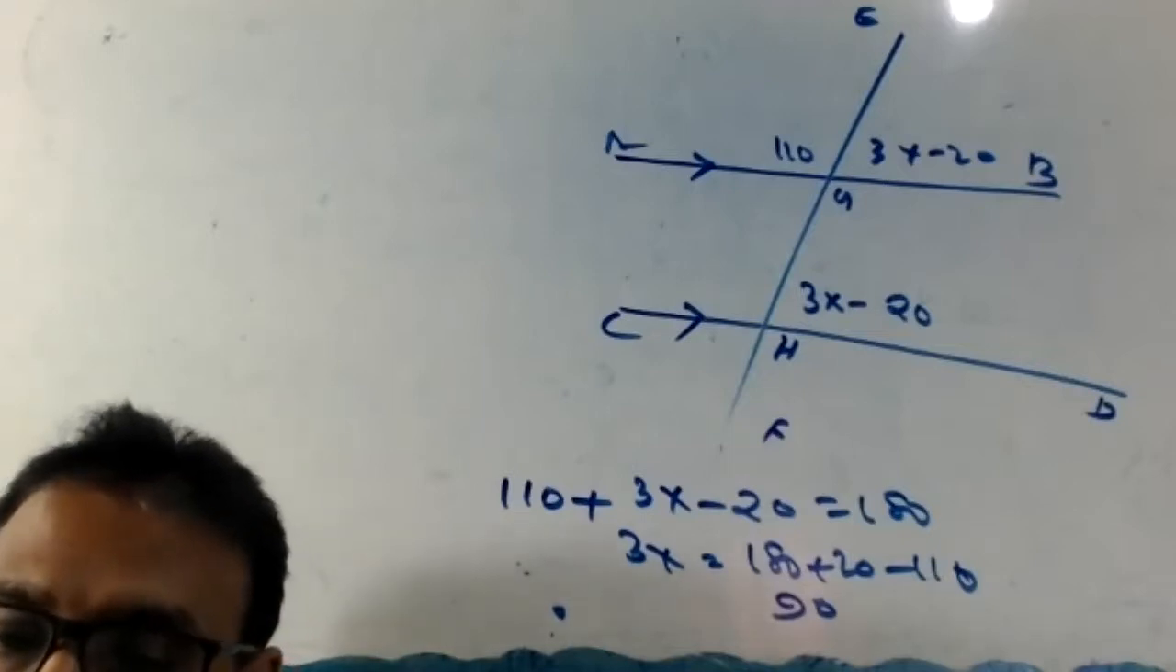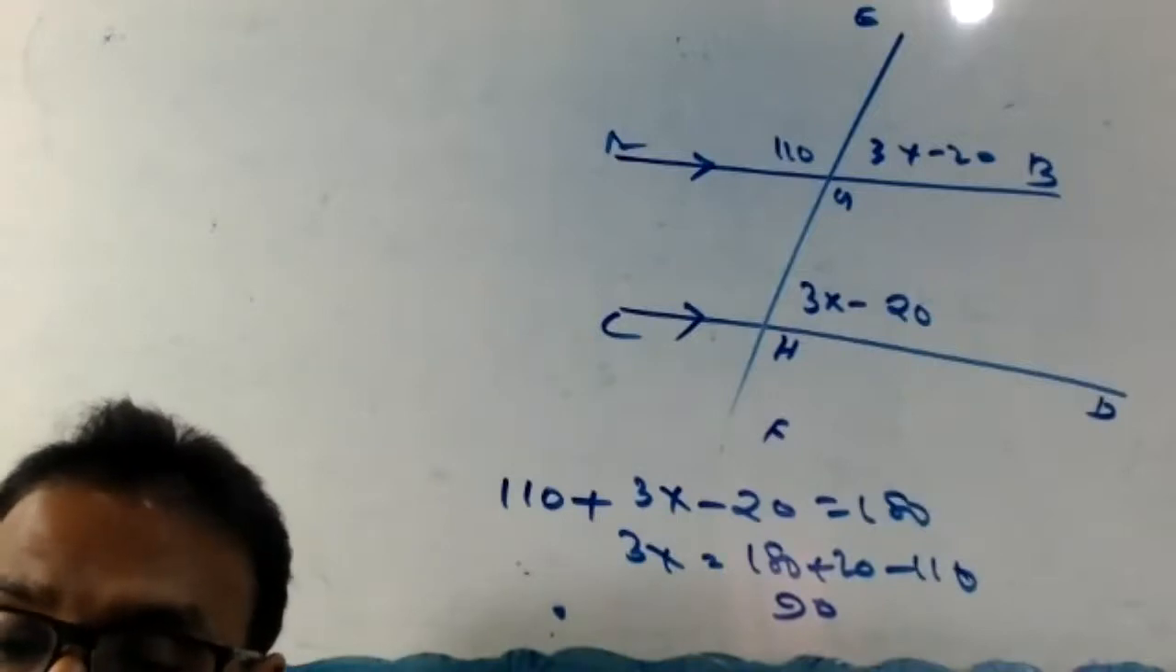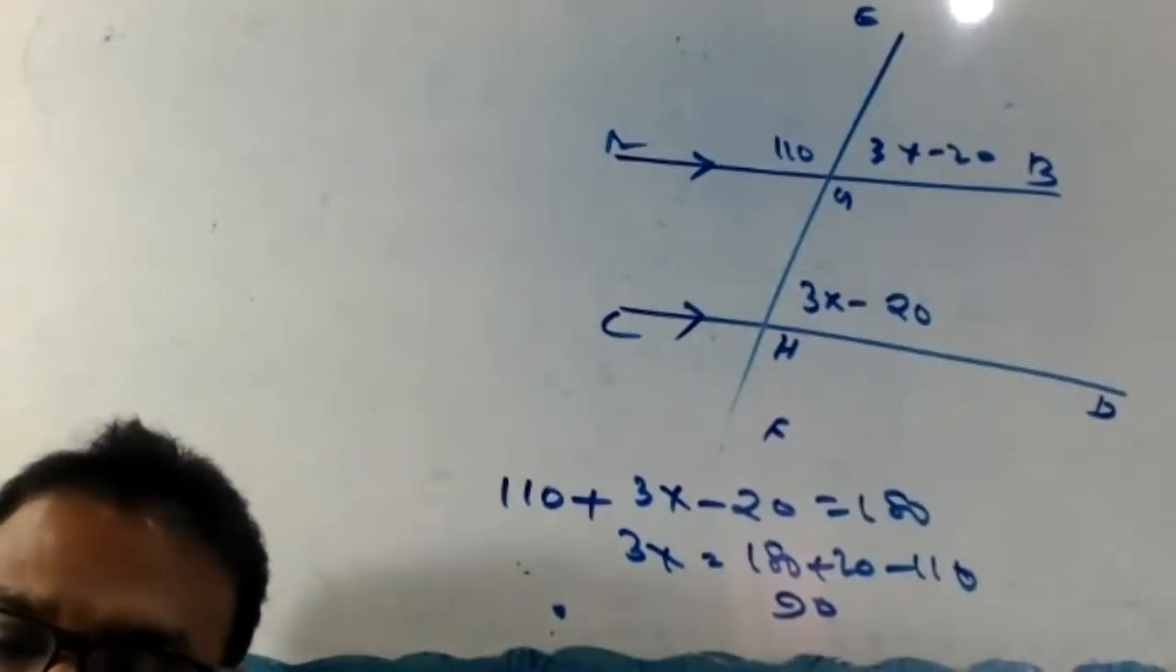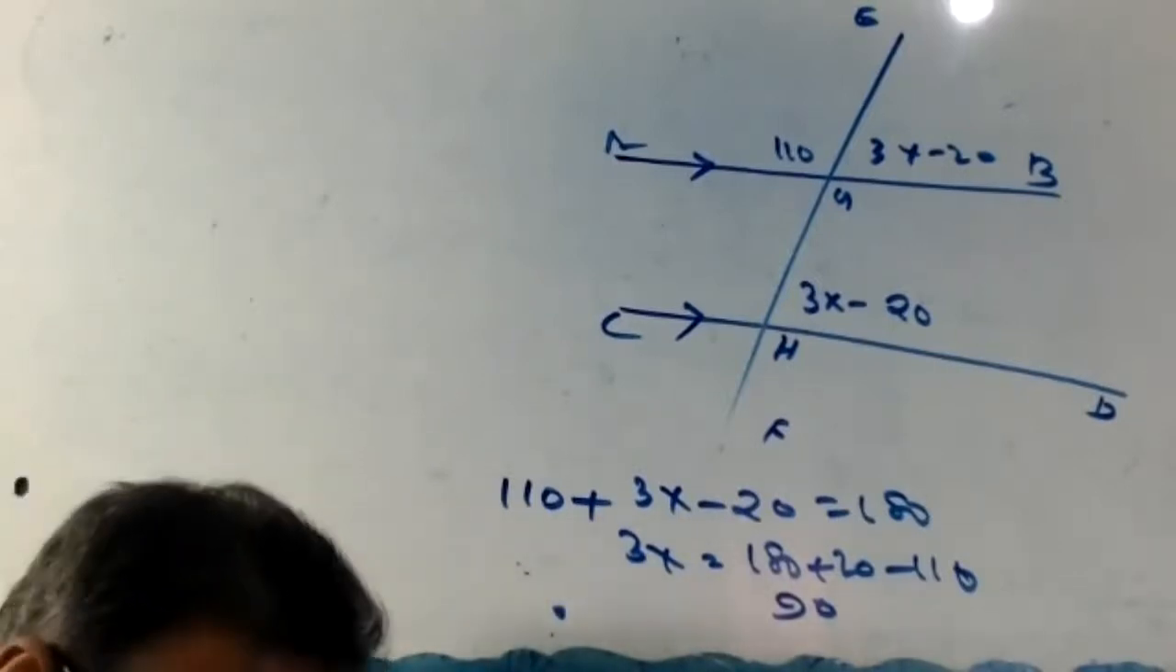So then what? We want x only, they're asking you. Okay, for now. You can use any other method, but x will get what? 30 degrees.